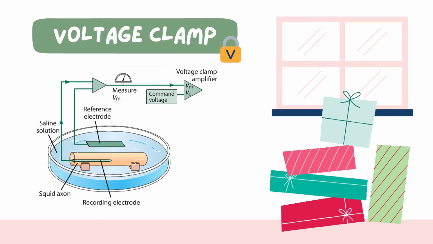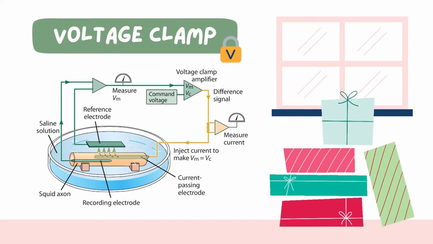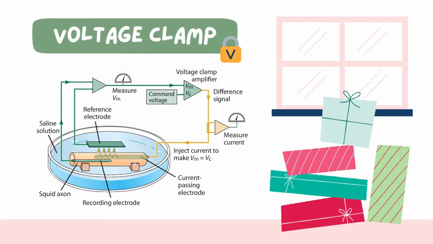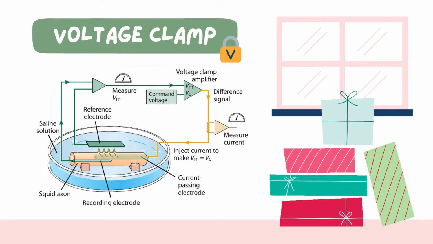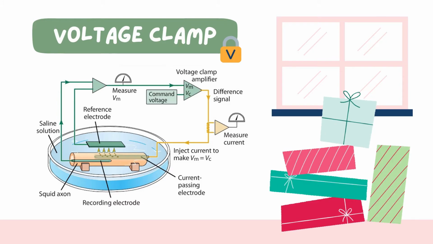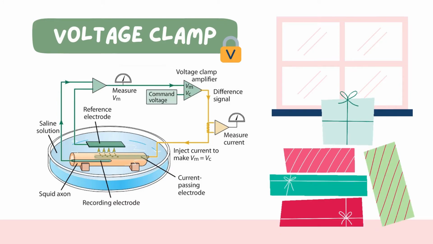One internal electrode measures the membrane potential Vm and is connected to the voltage clamp amplifier. The voltage clamp amplifier compares the membrane potential to the desired or command potential Vc. When Vm is different from Vc, the clamp amplifier injects current into the axon through a current-passing electrode to equalize both potentials. The current required to maintain the equal potentials can finally be measured and recorded.